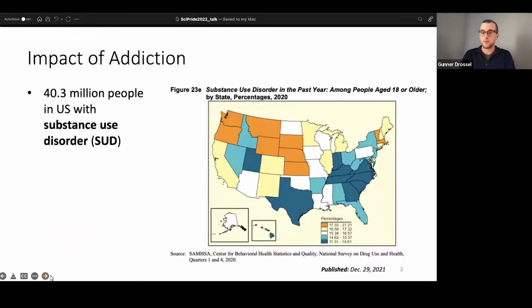So everyone is probably well aware that addiction has heavily impacted not only the United States, but the entire world. I'm showing here a graph of just the United States with the percentages of people in 2020 who had a substance use disorder in the past year for those who are older than 18 years of age. Over 40 million people across the country have a substance use disorder. And as you can see, Minnesota here is in yellow, which is the second highest percentage bracket that this graph shows. So addiction is a very serious problem affecting millions of people in this country.